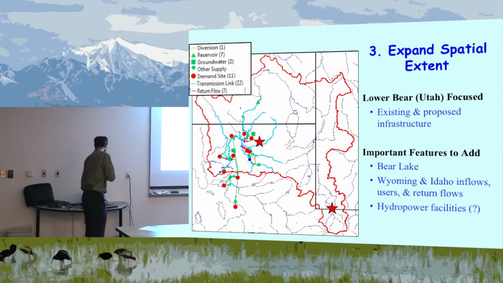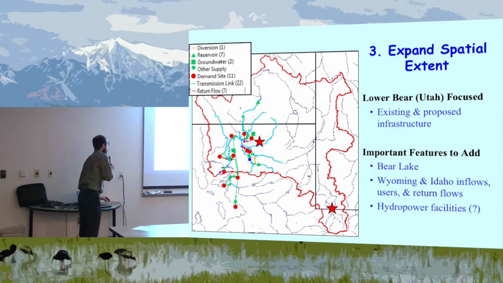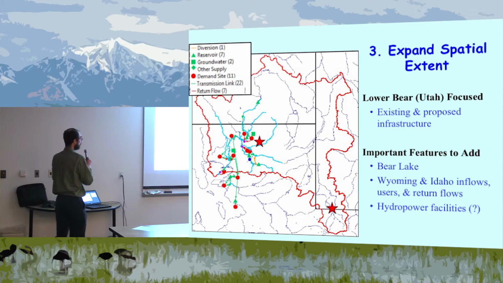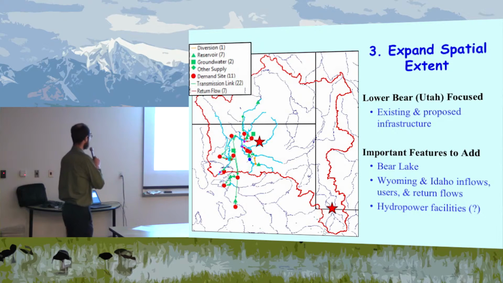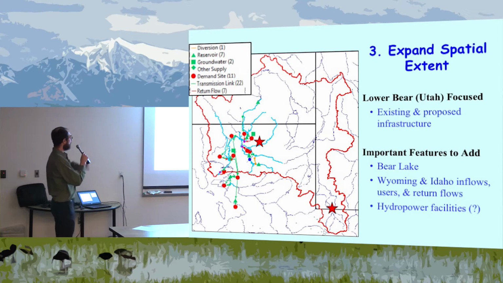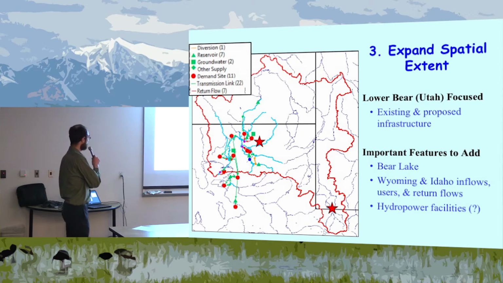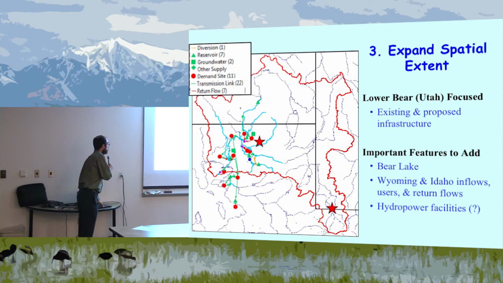We need to add the additional demand sites, additional inflows, users, and return flows in Wyoming and Idaho so that we can connect between the locations where we have the tree ring data and where most of the use occurs. I have in question marks hydropower facilities as important features to add. This is potentially an additional user we could include.